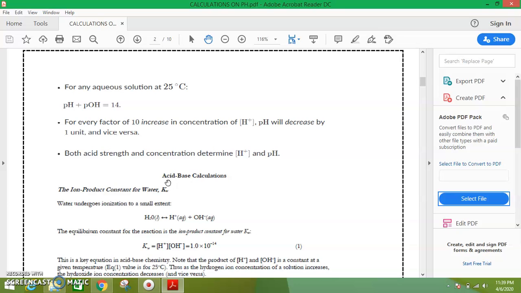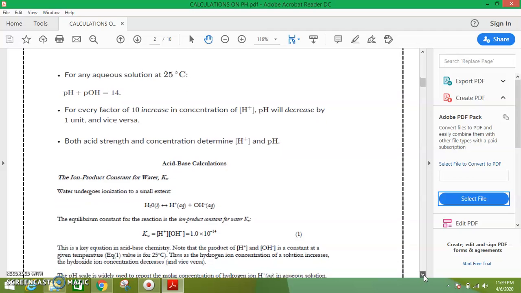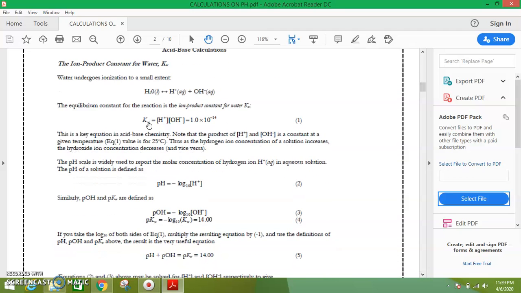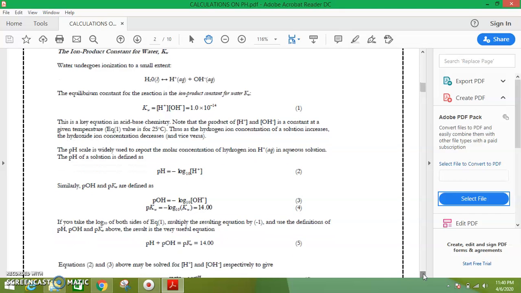Second, here in acid base calculation, some rules are given to you. Please follow all these rules. How to find out Kw? If the concentration of hydrogen ion and the concentration of hydroxide ion are given to you, you can find the value of Kw. Take negative log of hydroxide ion, you will get pOH. And if you need to calculate pKw, then negative log of Kw is equal to 14. That's why 14 is written here. So this is another rule: pH plus pOH is equal to 14. This is your third rule.